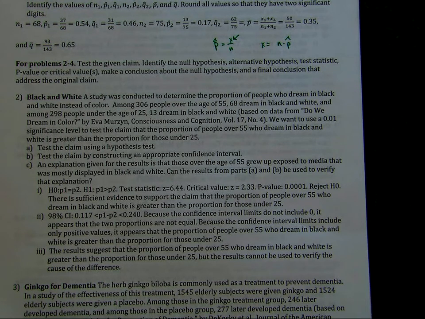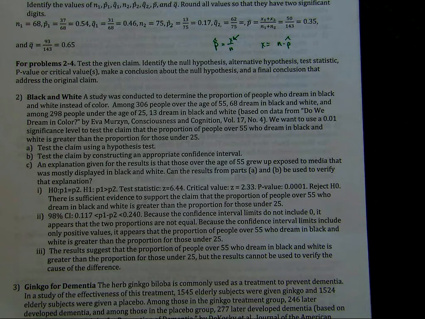Okay, so a study was conducted to determine the proportion of people who dream in black and white instead of color. Among 306 people over the age of 55, 68 dream in black and white, and among 298 people under the age of 25, 13 dream in black and white. Based on the data, do we dream in color? We want to use a 0.01 significance level to test the claim that the proportion of people over 55 who dream in black and white is greater than the proportion for those under 25.